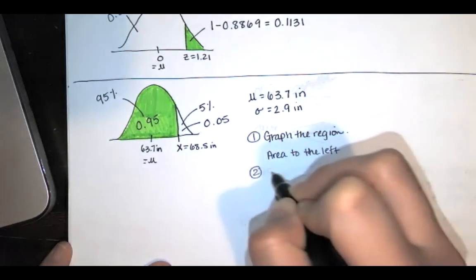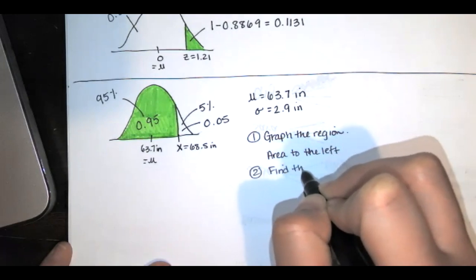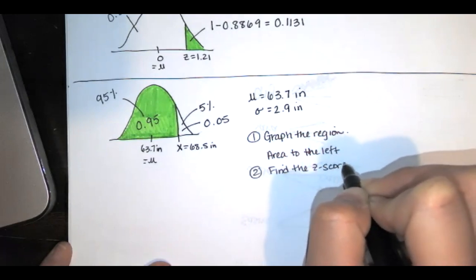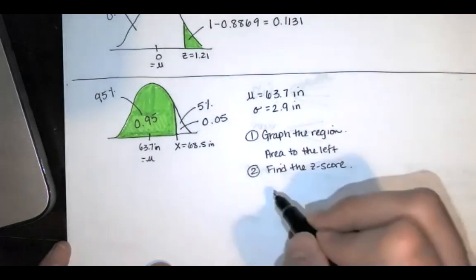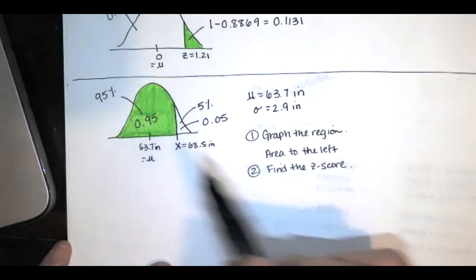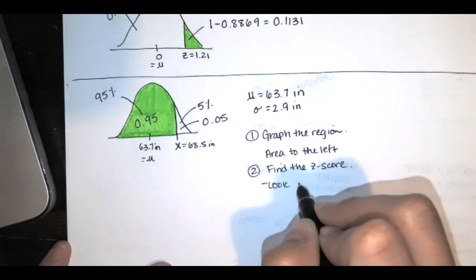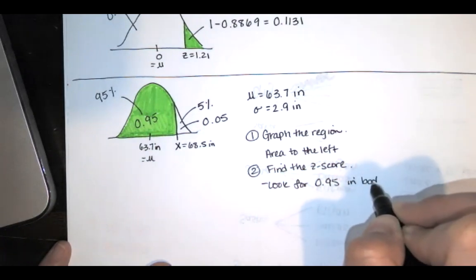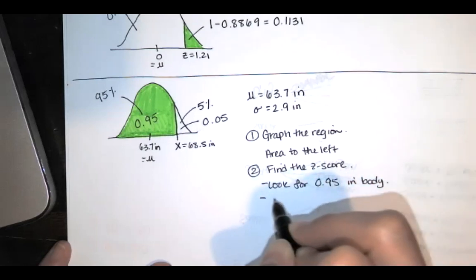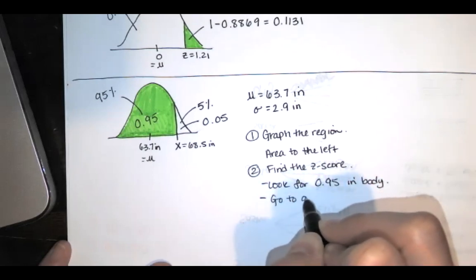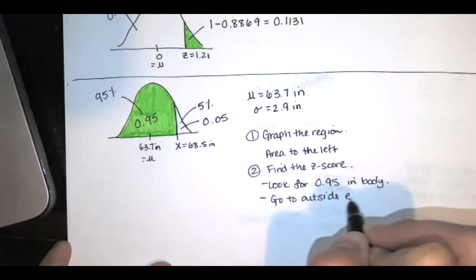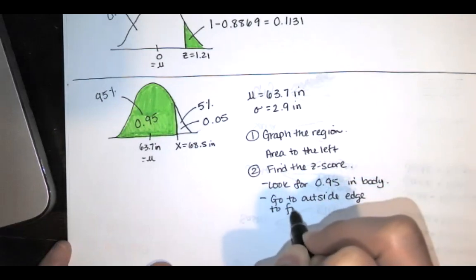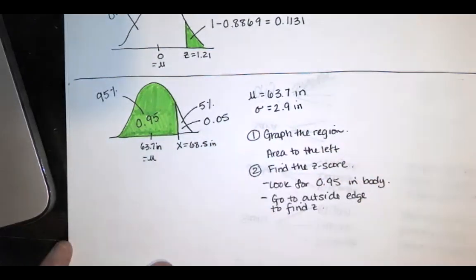And then you want to find the corresponding z-score. And you can use table A2 to do that. So you look for this in the body of the table. And then you go out to the outside edge to find z. Except for in this very special case where we had 95%, so the z-score was indicated by a footnote.